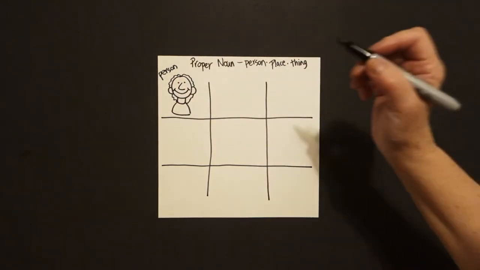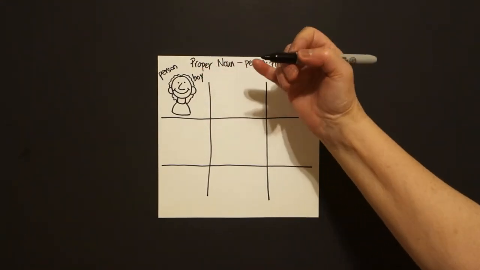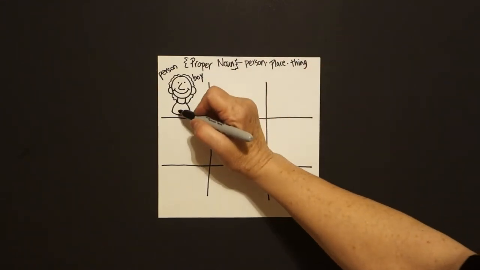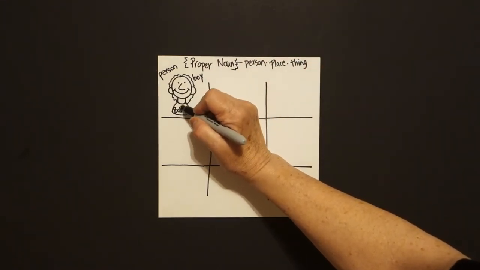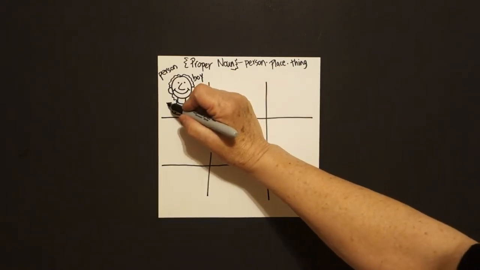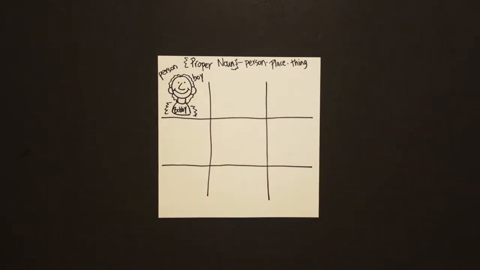And as a common noun, we would say he's a boy. But he is a proper noun. So see, I'm going to put these wavy lines right here, and his name is Bobby. That is a proper noun. So whenever we draw a proper noun, I'm going to put these little wavy lines next to it.